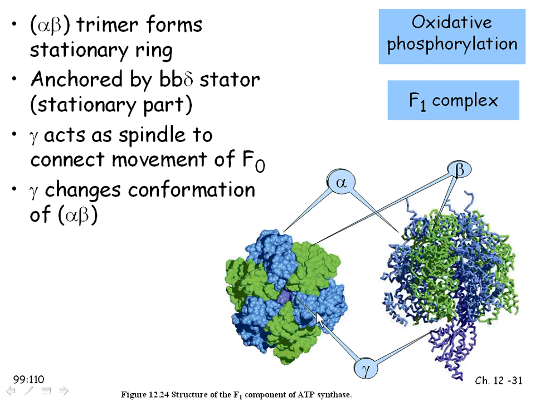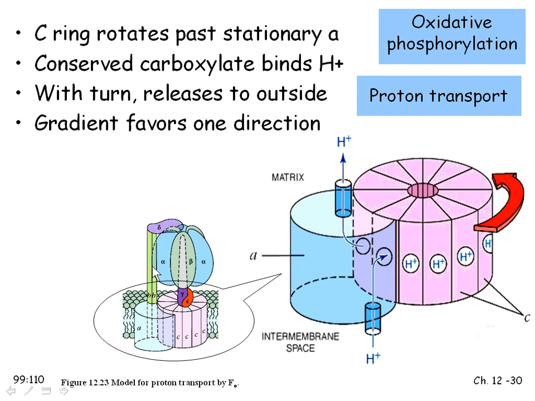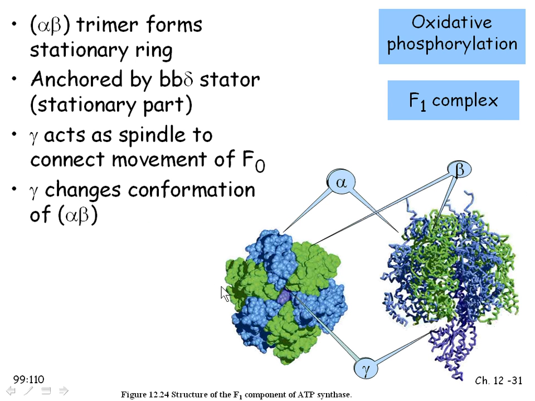It's held still by what's called a stator, as opposed to something that turns, which is a rotor. You've heard of rotors before. Something that stands still relative to something turning is a stator. And if we back up a little bit, you see here the B part. This is the stator, the stable, stationary part that's going to connect the A component, which is also stationary, over towards the alpha beta trimer. So the B proteins and the delta act as sort of the top part that keeps the thing from spinning out into space.